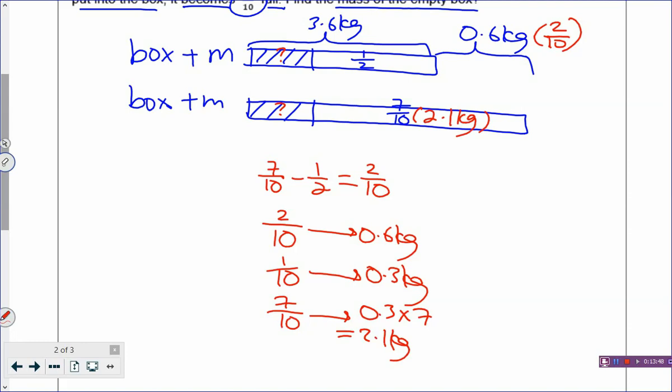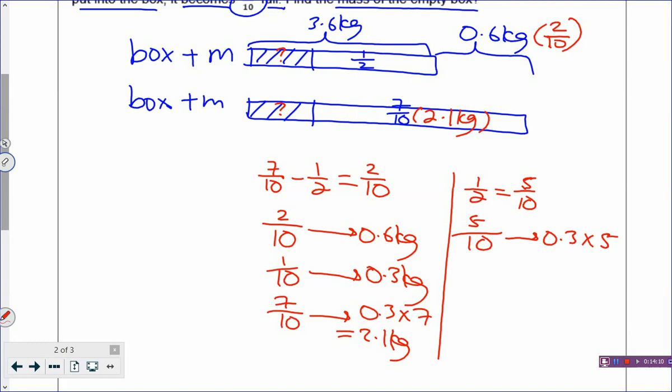And then what is half? How heavy is half of the marbles? Well, you can make the denominator the same, which is 5 over 10. So half is also 5 over 10 of the marbles. So how heavy is 5 over 10 of the marbles? 1 over 10 is 0.3, so 0.3 times 5 will be 1.5 kg. So half of the marbles is actually 1.5 kg.